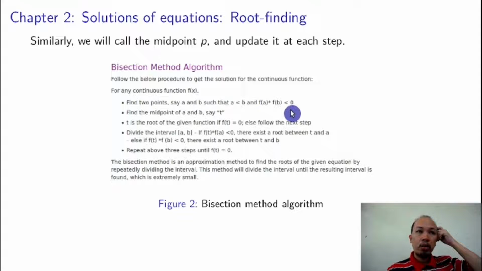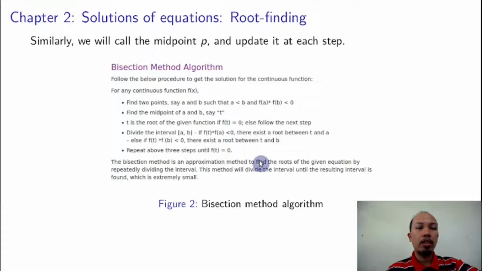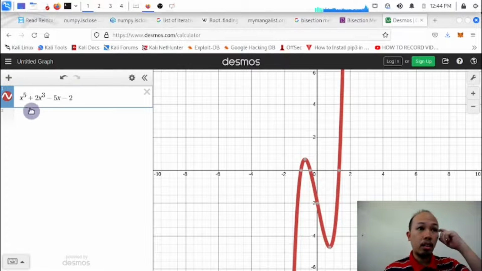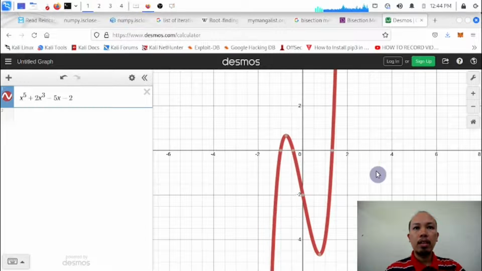So meaning to say, you have to graph the function first, and then, for example, in my case, this is the function x^5 + 2x^3 - 5x - 2. So I'm graphing it in the Desmos graphing calculator. And since I am going to locate this root, 1.32 something, 1.31 to be exact, approximation, I'm going to get the interval [0, 2] as our interval.